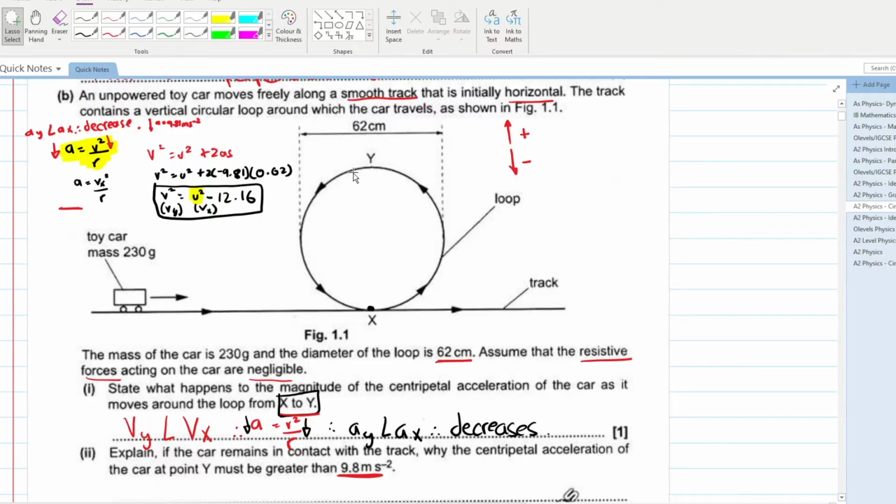Now let's move on to the second part. In the second part the examiner is asking why the centripetal acceleration at y must be greater than 9.81 ms-2. Why should the centripetal acceleration be greater at y? And it should be greater than 9.81 ms-2.